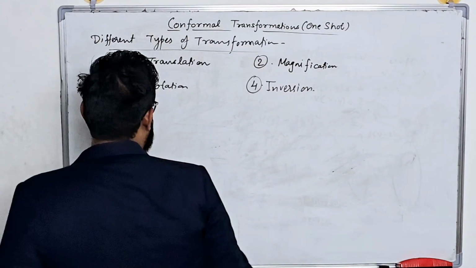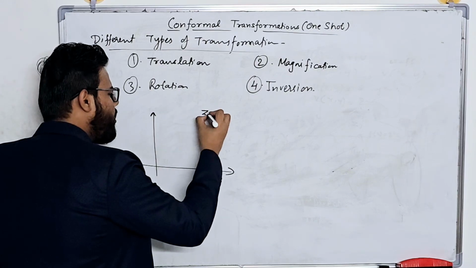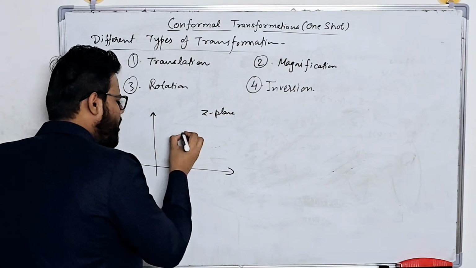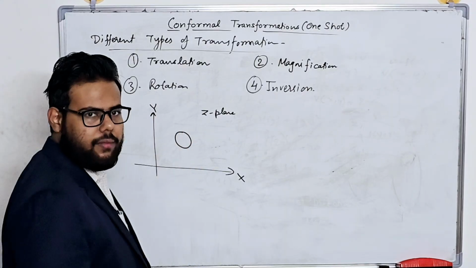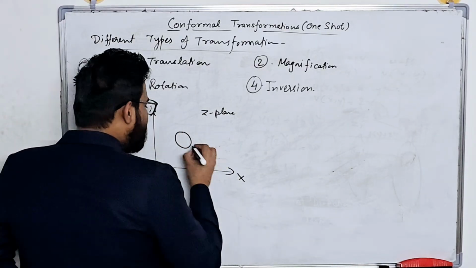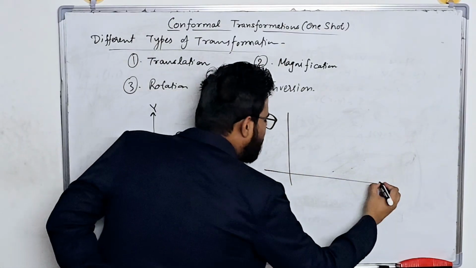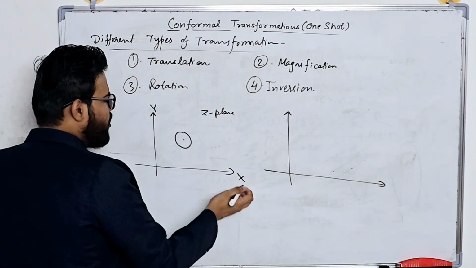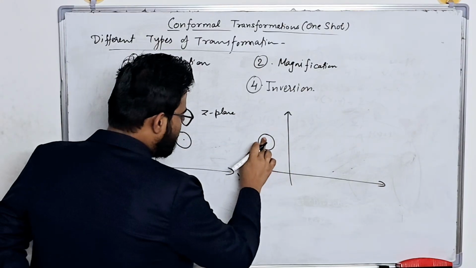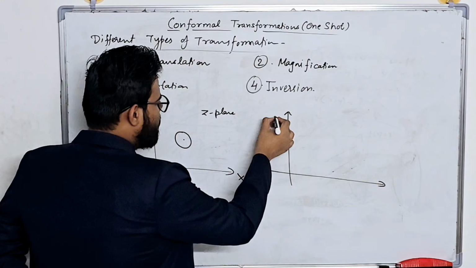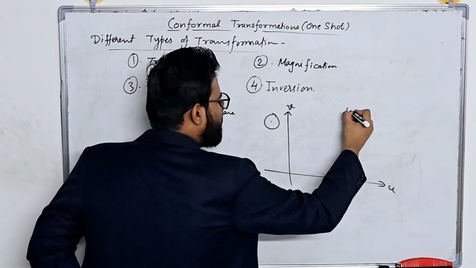Translation. Suppose there is a curve in the z plane, suppose like this is x and y. Okay, now in the w plane, suppose it moves like this, suppose it comes over here or anywhere, suppose over here it can come, maybe this is v, this is u, this is the w plane.